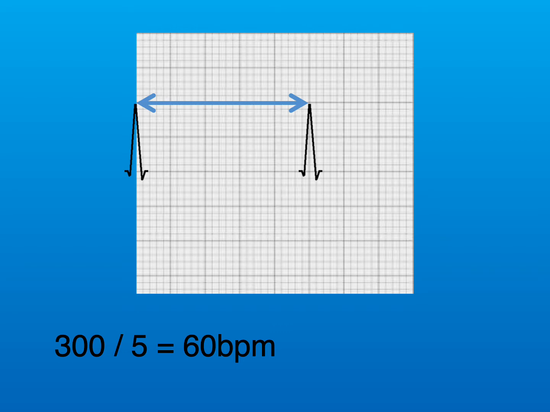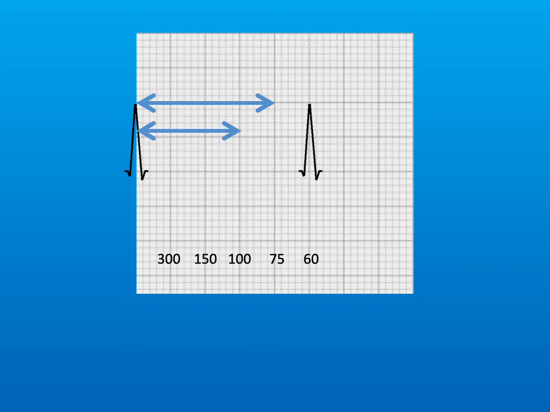Now, going back to the big squares, if we had a QRS every 4 big squares, the rate would be 75. 300 divided by 4. 3 big squares, that would be 100. 2 big squares, 150. And finally, 1 big square, that would be a rate of 300 beats per minute.